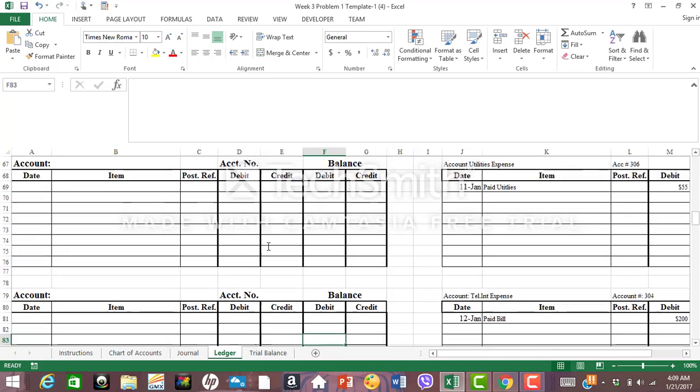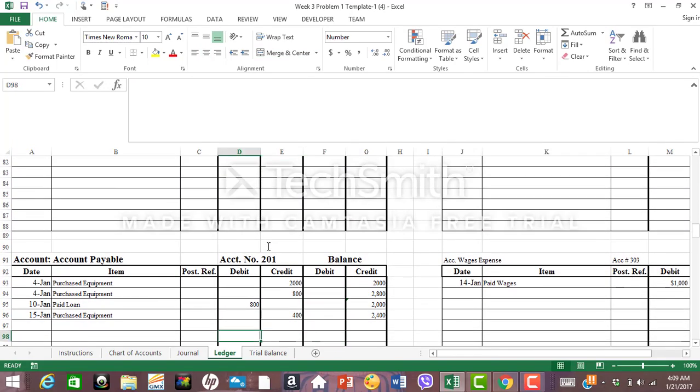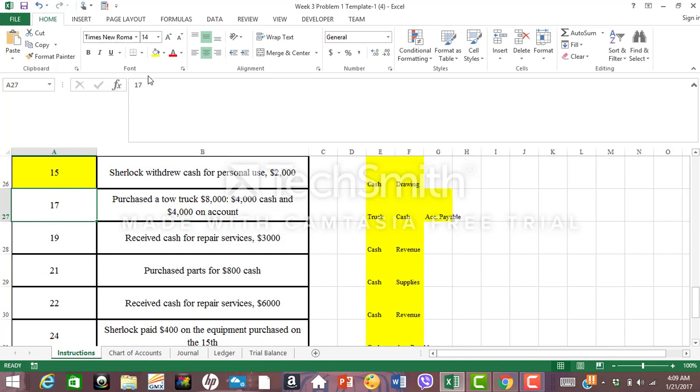And then we have another 4,000 under accounts payable. So January 17th, purchased truck, and we have 4,000 that he took as another loan, so we add that to the balance. And now the balance of accounts payable is 6,400. And we are done with this transaction. We can do one more.